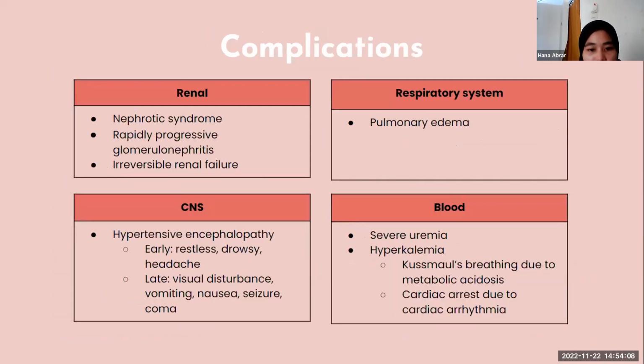So complications of AGN. Renal system: AGN can progress to nephrotic syndrome, rapidly progressive glomerulonephritis, and irreversible renal failure. Respiratory system: it can cause pulmonary edema due to retention of excessive fluid in the lungs. CNS complication is hypertensive encephalopathy. Early presentation, the patient might be restless, drowsy, and have headache. Late presentation is visual disturbance, vomiting, nausea, seizure, or coma. Blood system can cause severe uremia and hyperkalemia, in which the patient can present with Kussmaul breathing, which is a deep and rapid breathing pattern due to metabolic acidosis, and cardiac arrest due to cardiac arrhythmia.